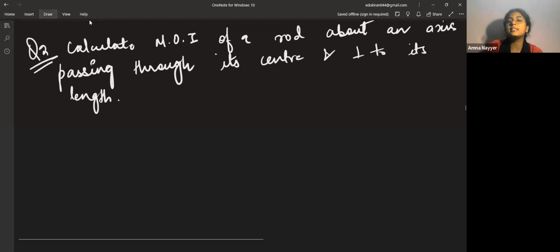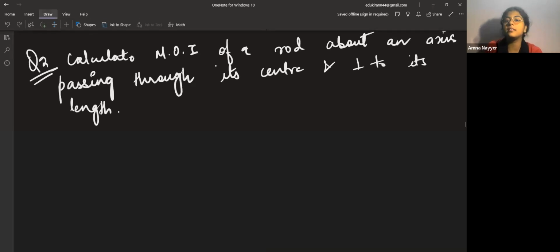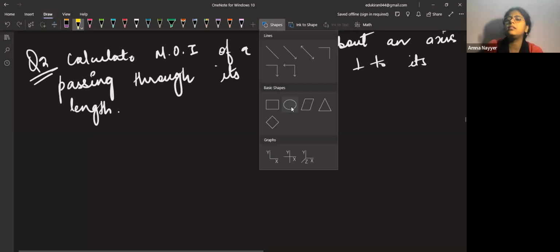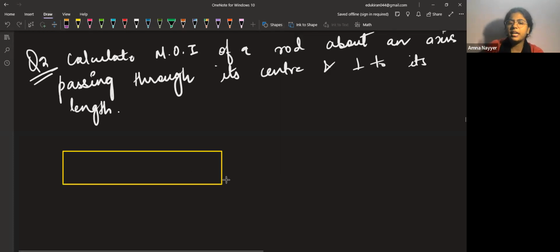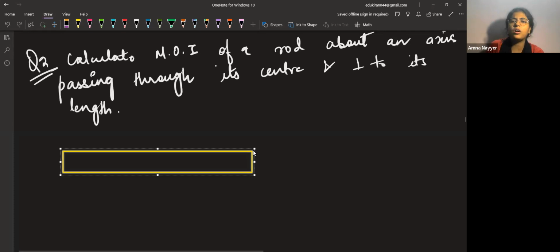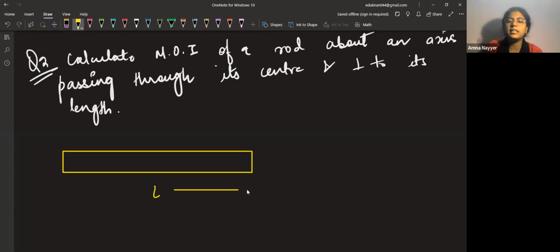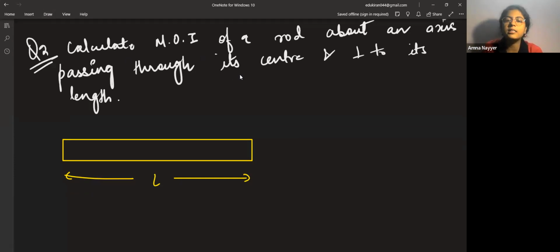If mass is given which is uncertain, which is not constant, its value is changing, suppose I give you an example: I have a rod whose length is L, the entire length of the rod is L. Now I have to find out the moment of inertia of the rod about an axis passing through its center and perpendicular to its length. So this would be the axis.